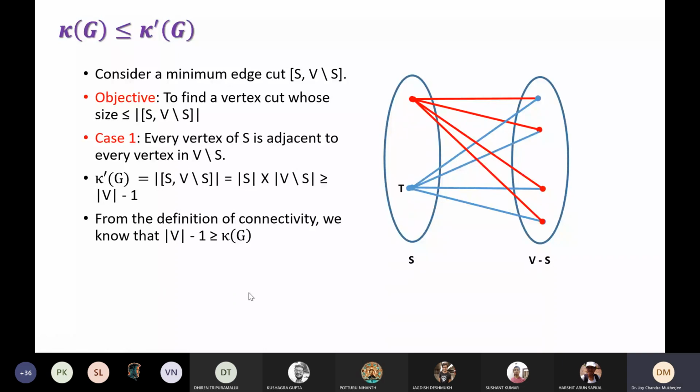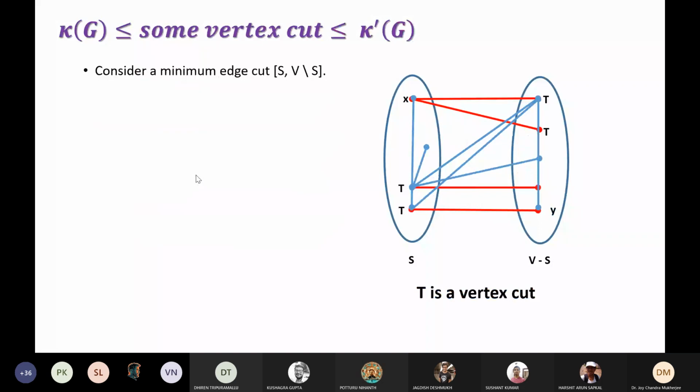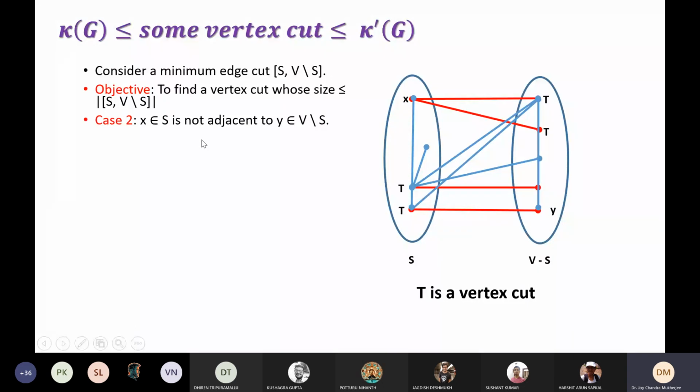A bit more involved case is when not every vertex of S is adjacent to every vertex of V minus S, so there is at least one vertex in S which is not adjacent to some vertex in V minus S. That is the negation. So case 2 is: it's not the case that every vertex of S is adjacent to every vertex of V minus S. So there is at least one vertex X belonging to S which is not adjacent to some vertex Y in V minus S.